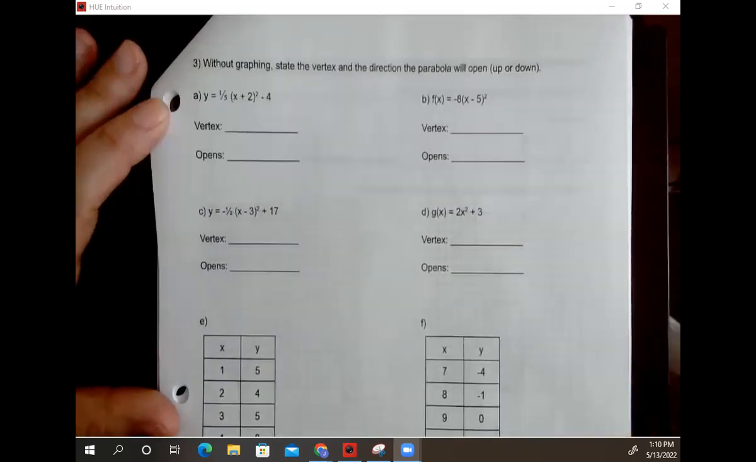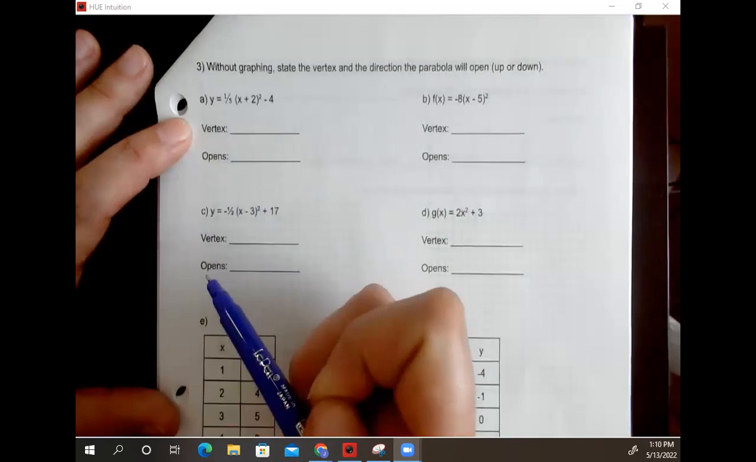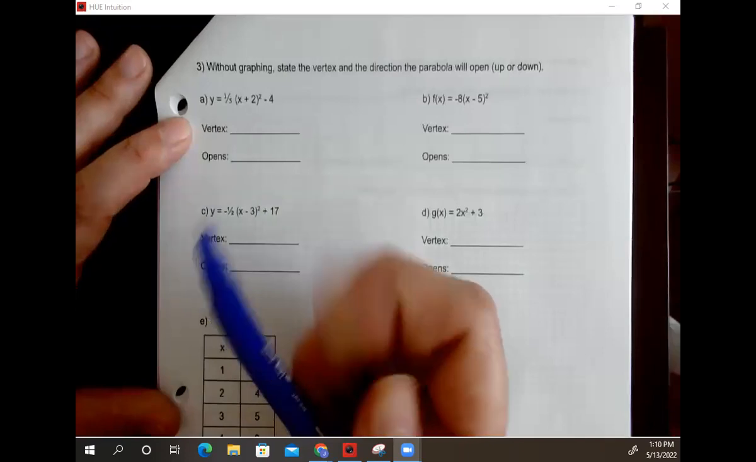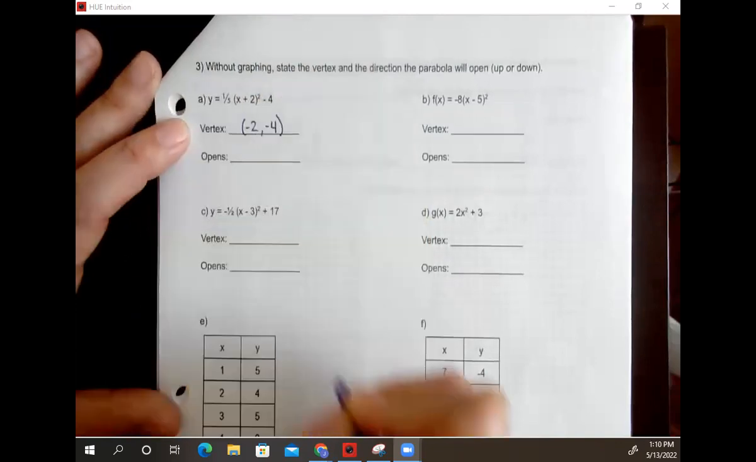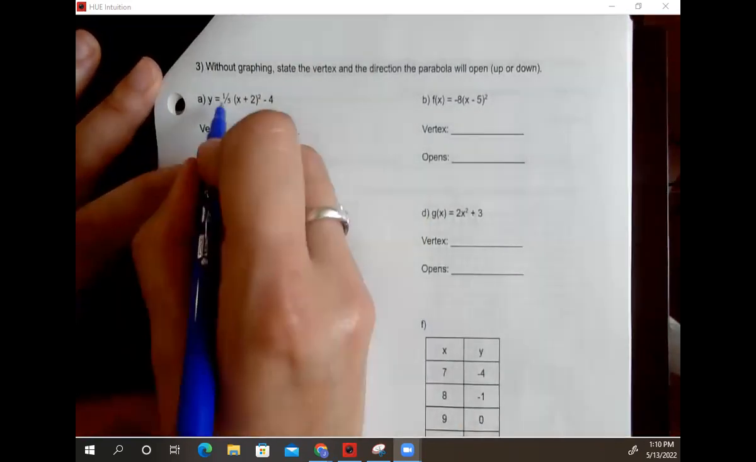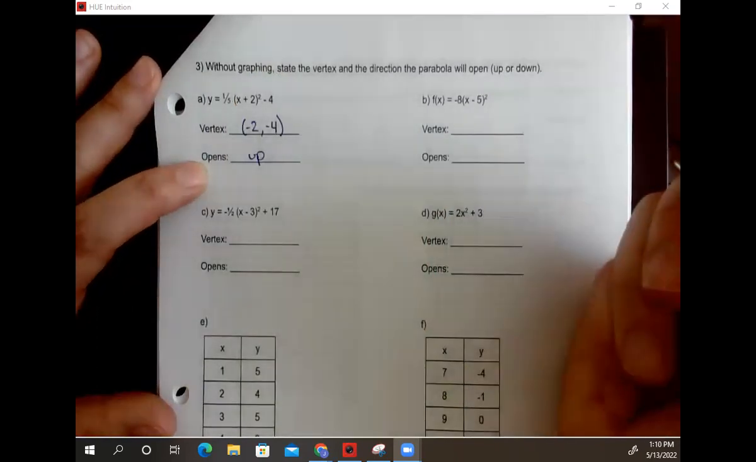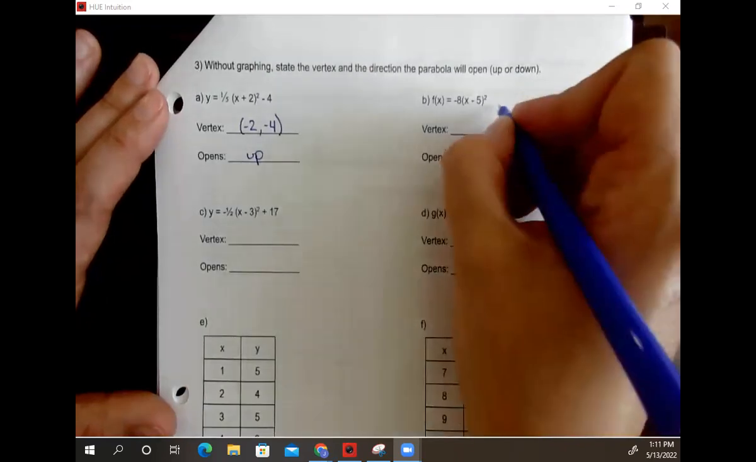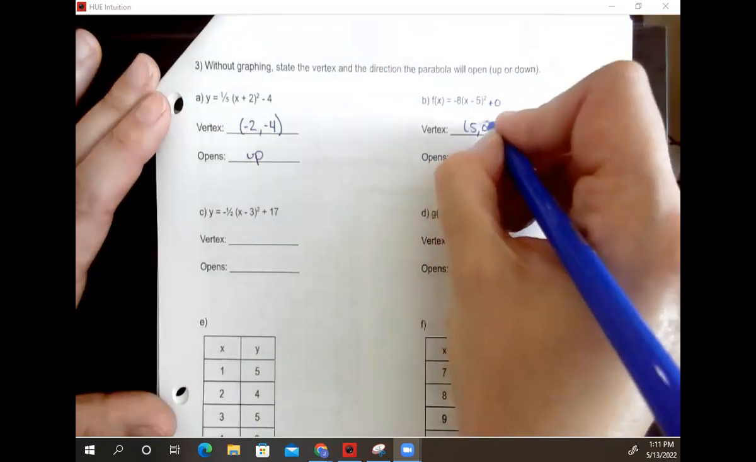So if I take a look at A, what's the vertex for this function? What's the vertex for A? -2, -4, very good. And will this open up or down? Up. My lead coefficient is positive, so this opens up. How about B? What's my vertex? Very good. I don't see anything at the end here, so that means that it's 0. So our vertex is at 5, 0.